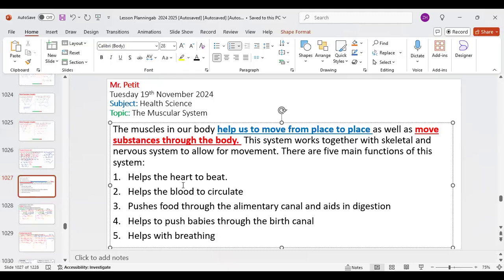Okay. The muscular cells help you be able to push with your muscles, like your bicep. Read the functions.